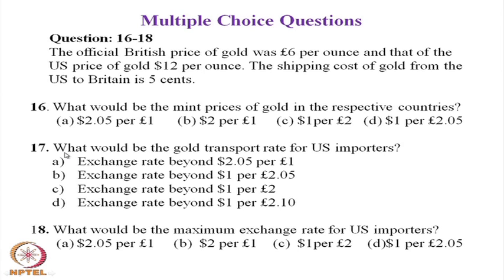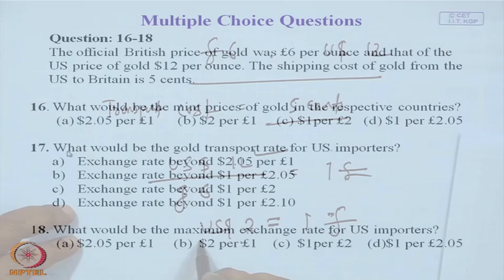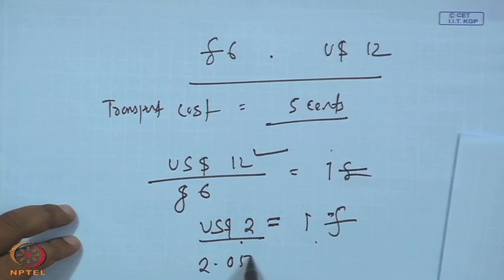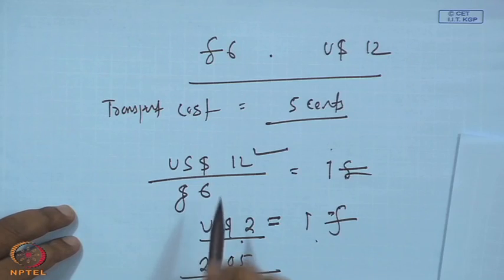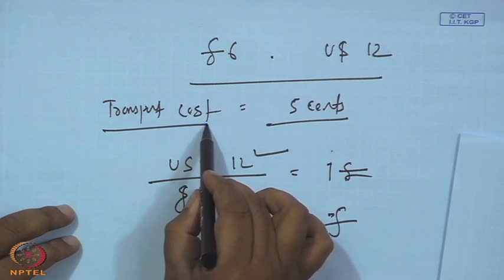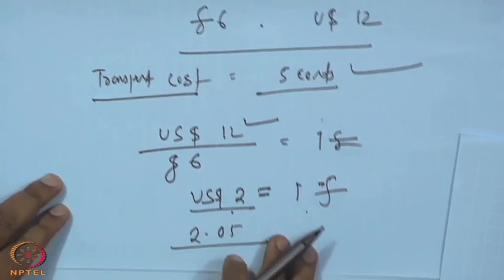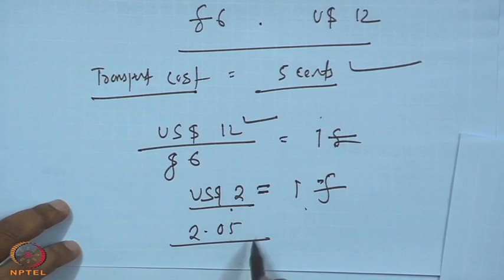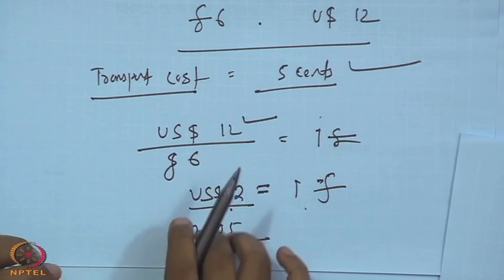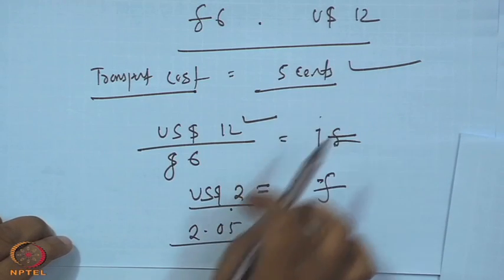Question number 17: what will be the gold transport rate for a US importer? When the gold price increases beyond 2.05, because the transportation cost is 5 cents, it is better to transport the gold rather than paying this, because it will be less costly.